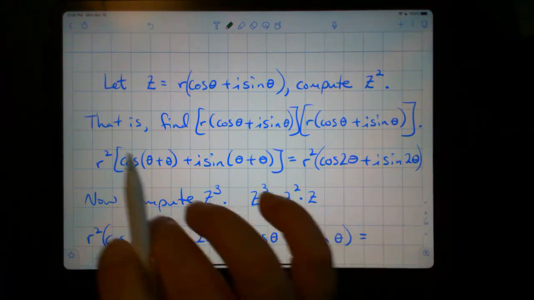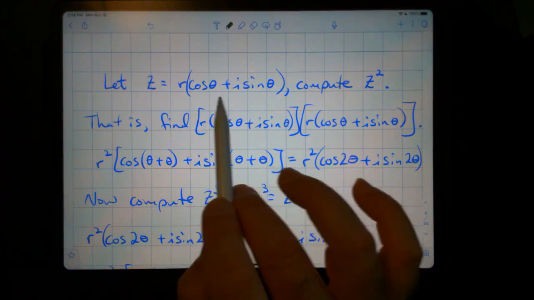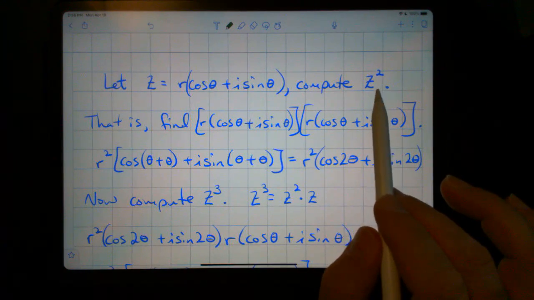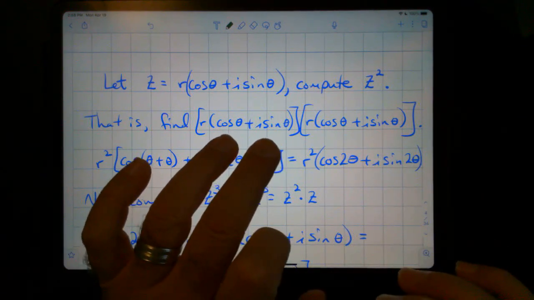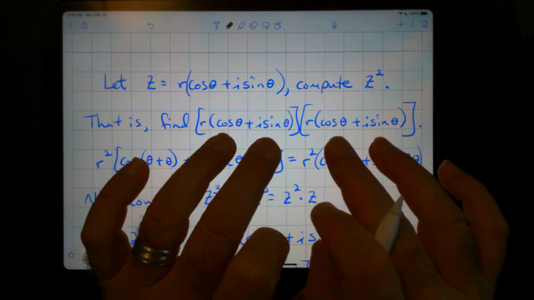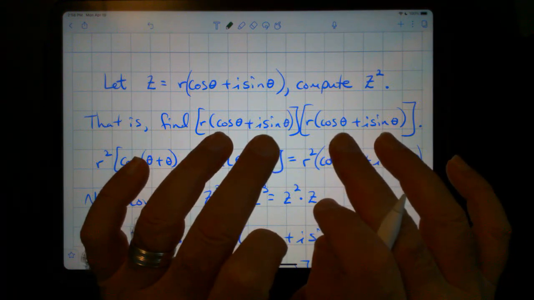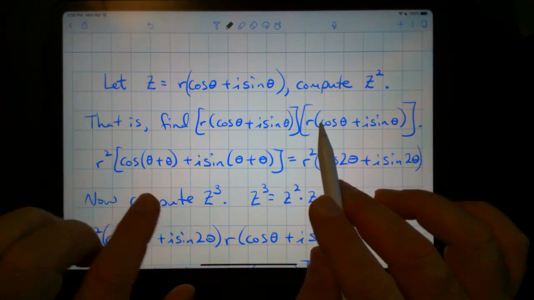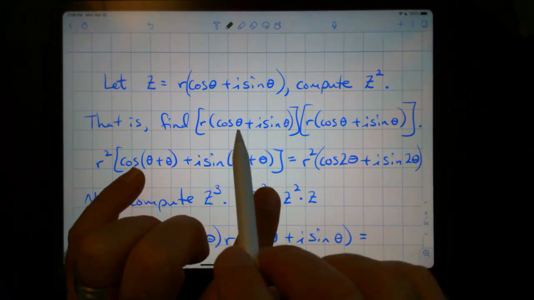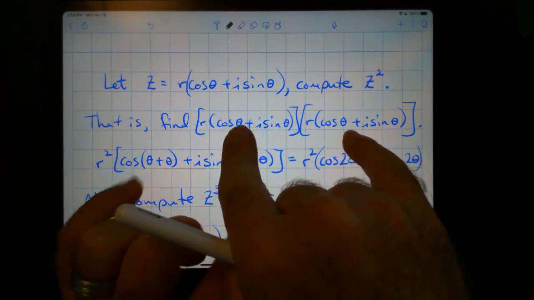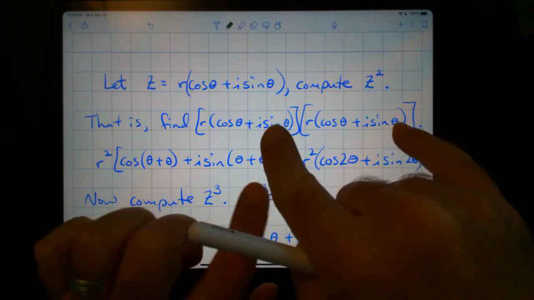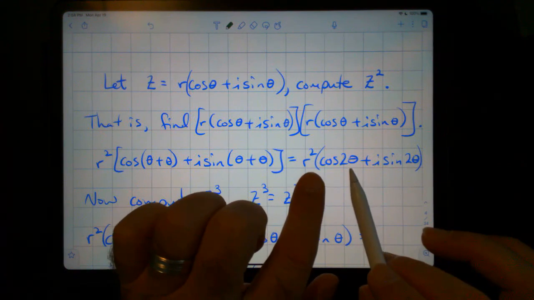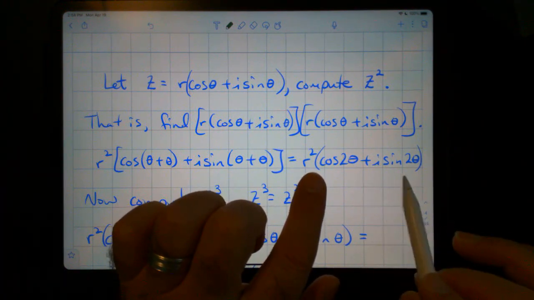Another concept, if we let z equal r times cosine theta plus i sine theta, if we were to compute z squared, that is, we need to find r cosine theta plus i sine theta times the same value, r cosine theta plus i sine theta. You will multiply the moduli, giving you r squared, and then here we need to add the angles for the cosine and then add the angles for the sine. So we have r squared times cosine 2 theta plus i sine 2 theta.